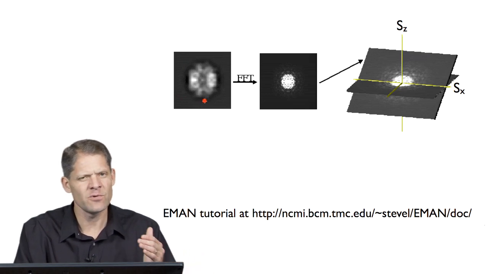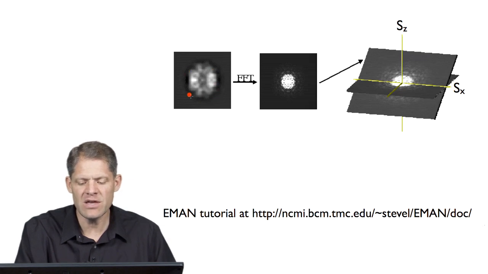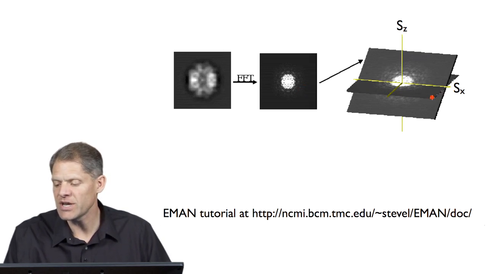As you can see, this isn't really a top view. It's not a side view either. It's some kind of oblique view. And we calculate its Fourier transform to get the amplitudes and phases here. And then we have to find what is its relative orientation compared to the first one, which is here.